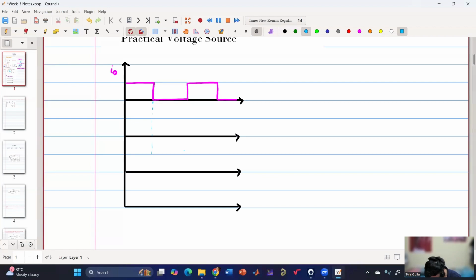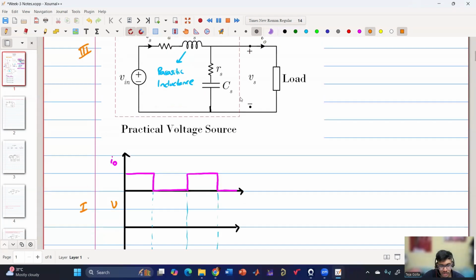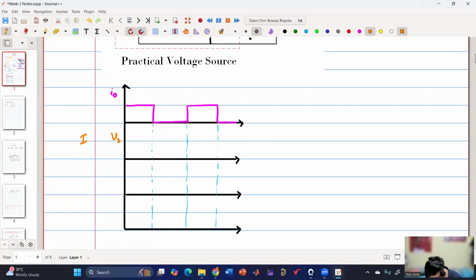Now, how will the voltage look in all these three cases? So here we have case 1, and what is my VS? VS is the effective voltage that we are seeing. Case 2, what will be my VS? Case 3, what will be my VS? So can anyone tell me how it will look in the first case? What will be the VS?